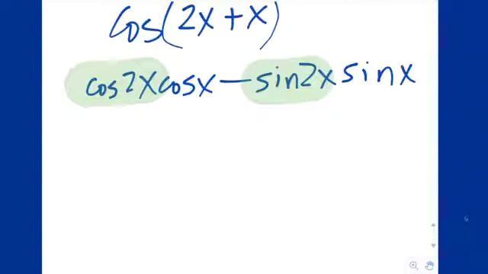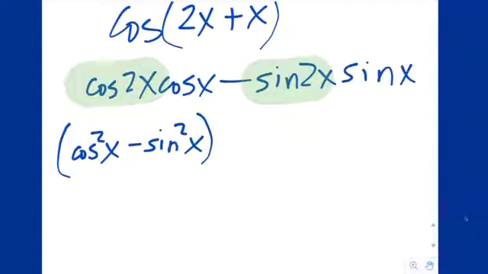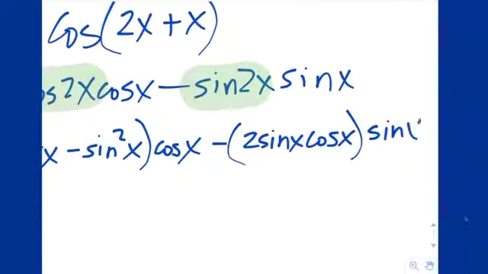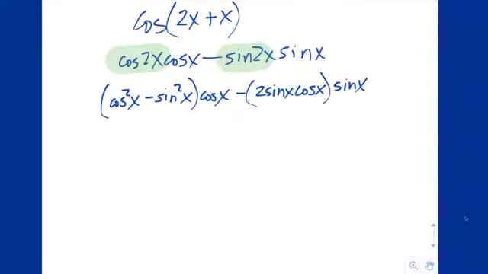Cosine of 2x is equal to what? Cosine squared minus sine squared. Are parentheses important here? Very. Yeah, because we're going to have to then distribute the cosine. And then sine of 2x, parentheses are okay, but they're not as critical here because remember, sine of 2x is just a single term. So 2 sine of x cosine of x times sine of x. So at least now at this point, all of our angles are what?